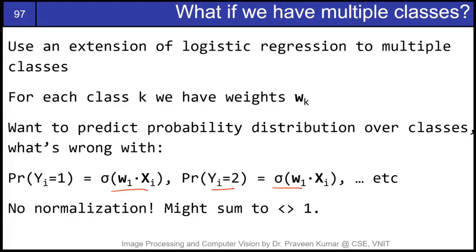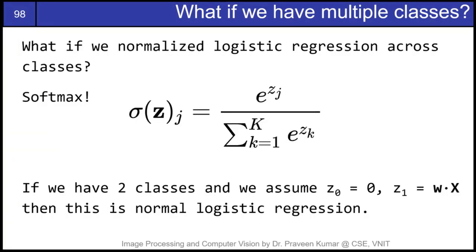But in practice, we mostly have a case of mutually exclusive class labels. So one data sample will normally belong to only one class. In that case, it's better to have a normalization. And to do a normalization, instead of the normal sigmoid function, you go for a softmax function. Sometimes it is also called the cross entropy activation function. It is basically a normalized logistic regression across classes.